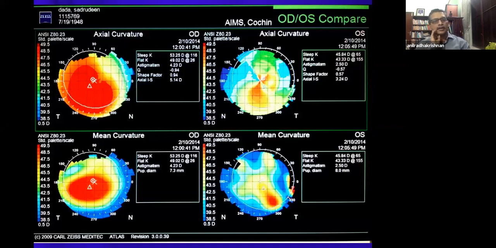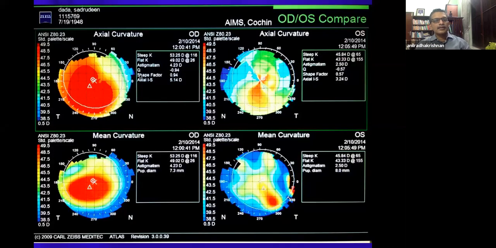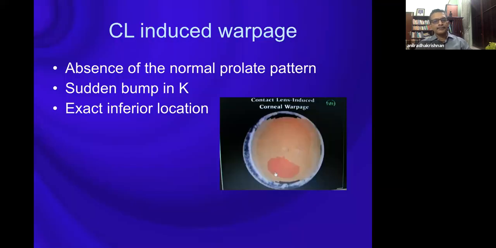This is a patient who actually came for cataract surgery. You see that K1 is 53.25, 49.02. There is a cylinder of 4.25. Definitely not a candidate for multifocal, but Toric also, he may not be a very good candidate. You have to tell him that there is quite a bit of irregular astigmatism, and then maybe you can consider Toric IOL in this patient. So he has got a large cylinder and a very steep cornea. So that is about cataract surgery.